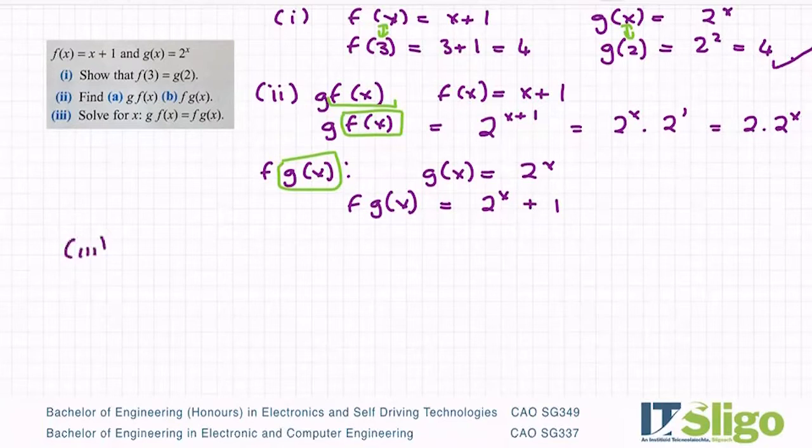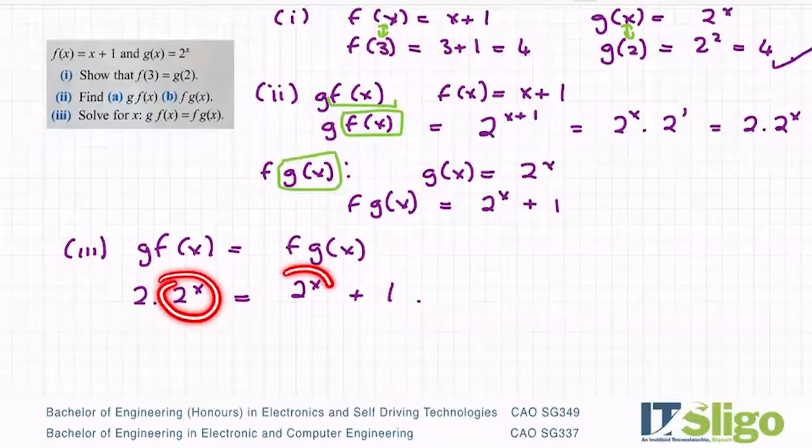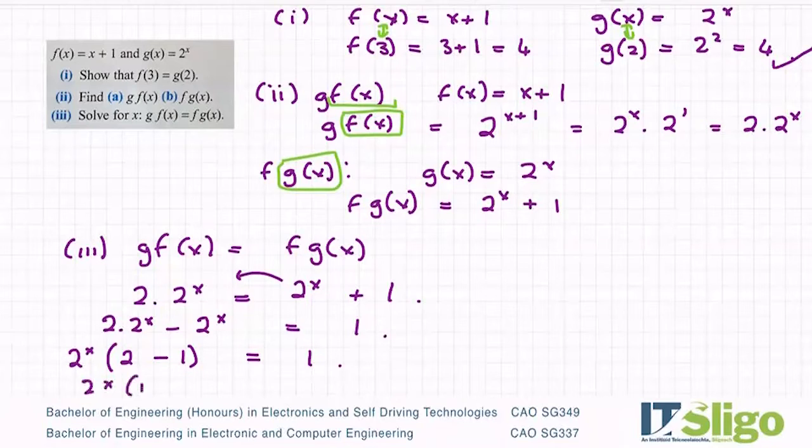Okay, part 3 then. Solve for x. G after f of x is equal to f after g of x. So this is 2 by 2 to the power of x being equal to 2 to the power of x plus 1. Okay, so I have to solve for x. When x appears more than once, like it's doing on this side, you bring all of the terms with x to one side and factorize it out. So I end up here with 2 by 2 to the x, which was already on the left. Bring him over, minus 2 to the power of x equals 1. Okay, I'm going to factor out that 2 to the power of x then, and I have 2 here, and I have minus 1 here, equals 1. 2 to the power of x, 2 minus 1 is 1, equals 1.